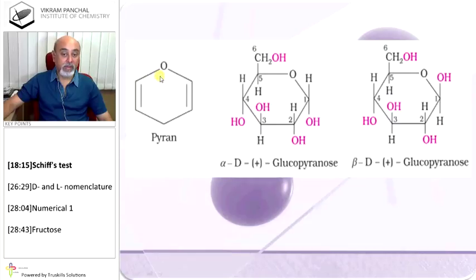This is known as pyran, and it is a 6-membered ring with 5 carbon and 1 oxygen. Well, the cyclic structures of glucose are similar to pyran except for this double bond, and therefore this glucose is also known as pyranose. So it is known as alpha D plus glucopyranose, and this is beta D plus glucopyranose.